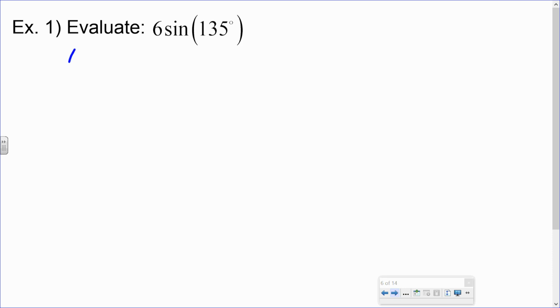This means we need to take 6 times whatever the sine of 135 is. So I need to figure out where I am if I am trying to evaluate the sine for 135 degrees. So Holly, what quadrant will that put us in? So that's going to put us in the second one. And I need to draw it a little bit to scale.